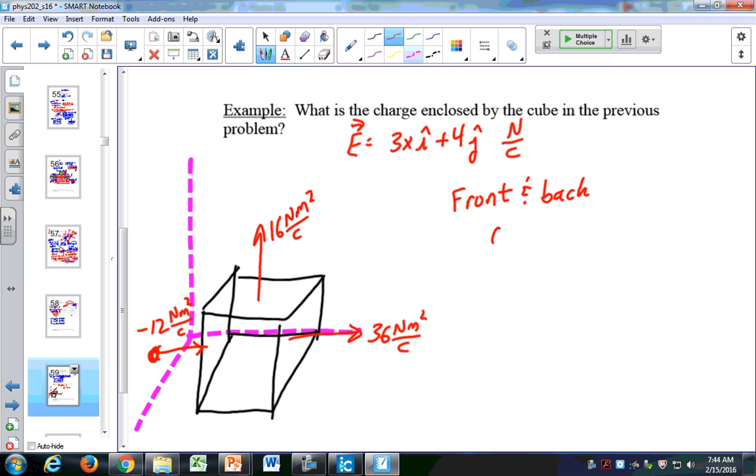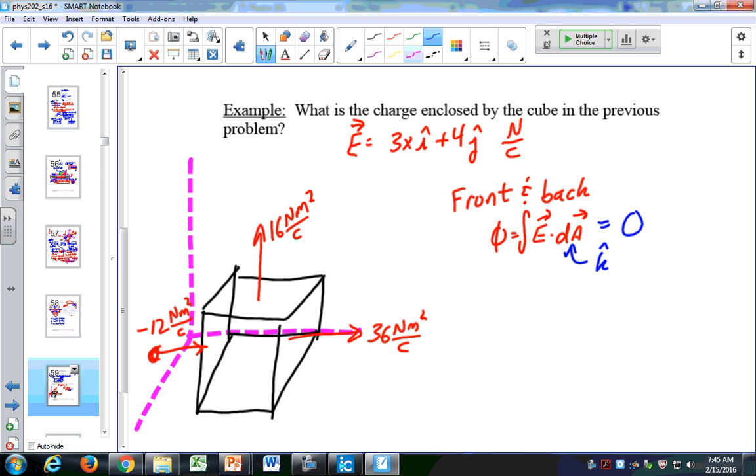remember our flux is going to be E dot dA. For the front and the back, my area vector is going to be in the k direction. So for the front and the back, this area vector is in either the plus or minus k direction, because remember the area vector is always orthogonal or perpendicular to the face that you're looking at. Okay? So both for the front and the back, this electric flux is going to be equal to 0.